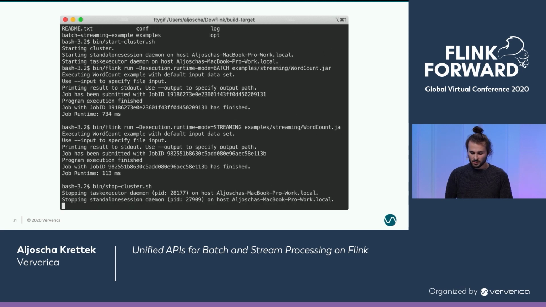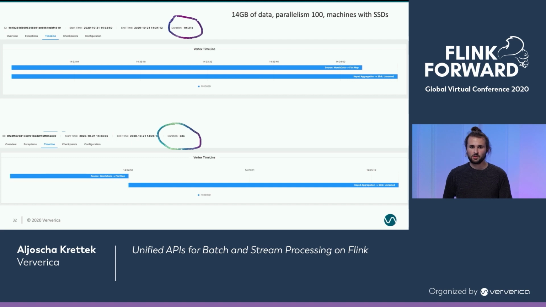This is just some toy data, but we also tried this with somewhat bigger data. So we had 14 gigabytes of input data. We ran it with a parallelism of 100 operators on machines that had SSDs. And if you paid attention, you can guess which one is the stream processing mode and which one is the batch execution mode, because you can see these blue bars which tell you when operators are running.